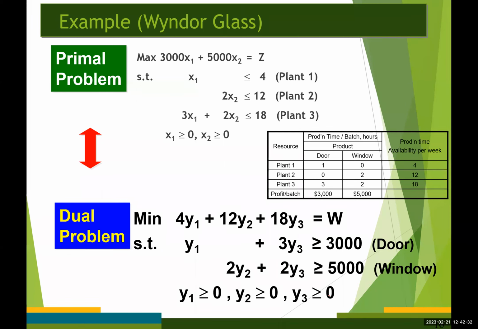Keep in mind that when the primal LP is a maximization problem, like our window glass example, the dual variables are related to the values of the resources available to the decision maker.